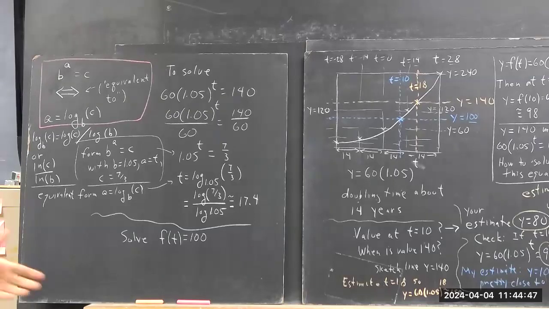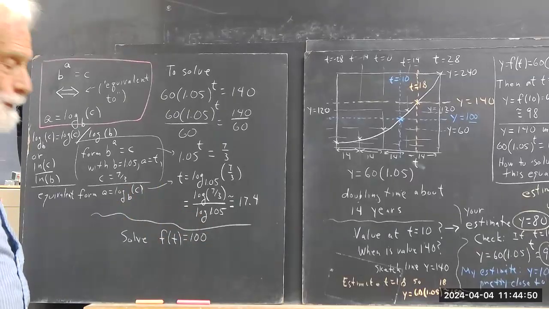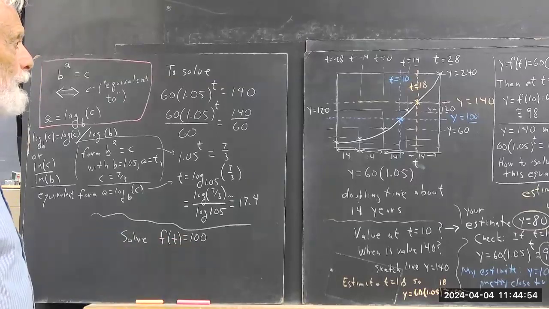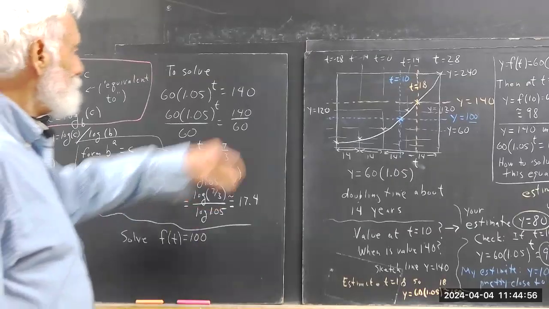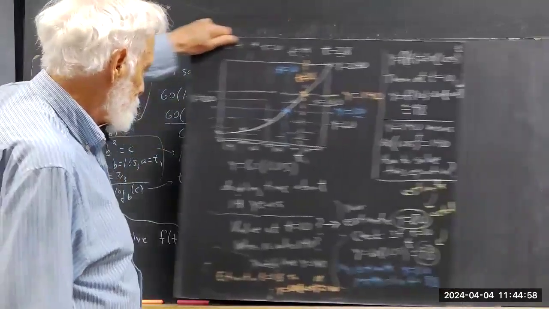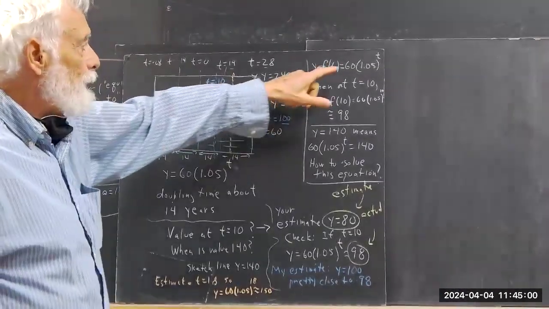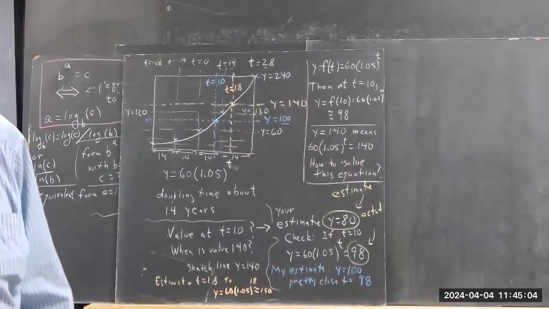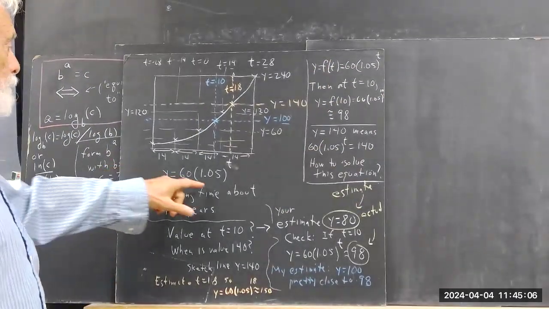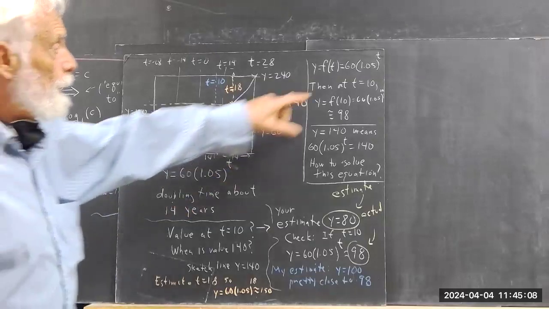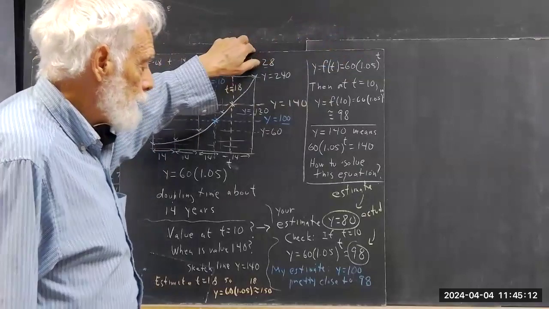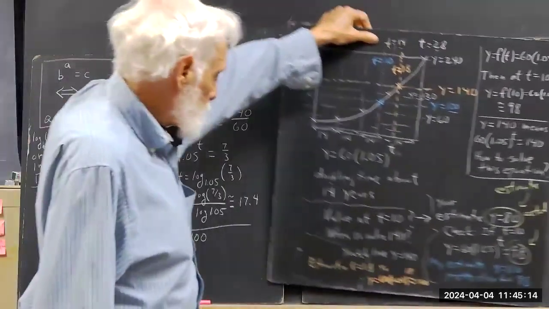Okay, now I intentionally threw a little curve at you here. How do you solve f of t is 100? Well, f of t is still 60 times 1.05 to the t, isn't it? Okay. And here's your f of t function. I didn't use f of t here, but I did up here. And we used the expression for f of t to solve the original equation.